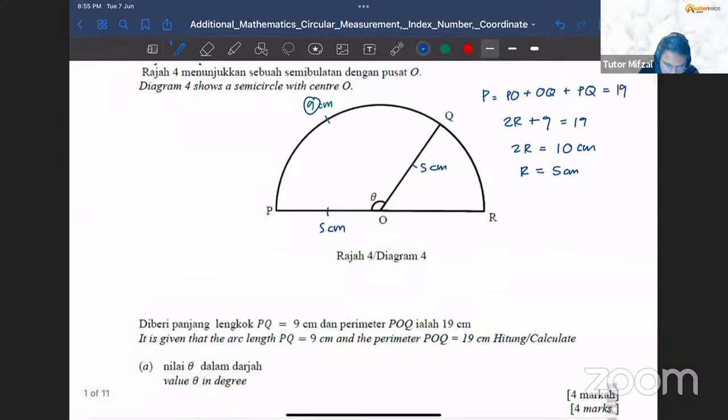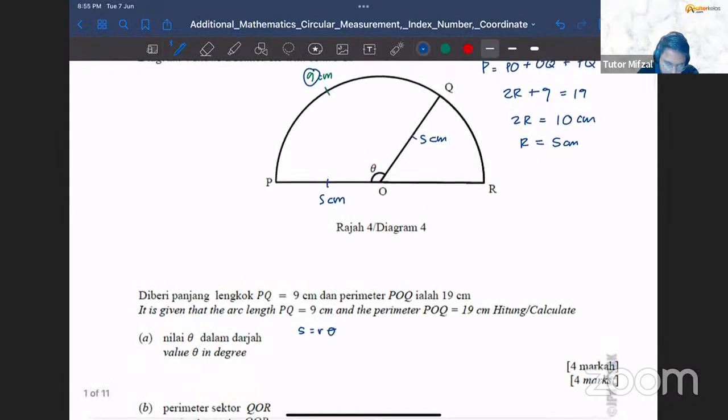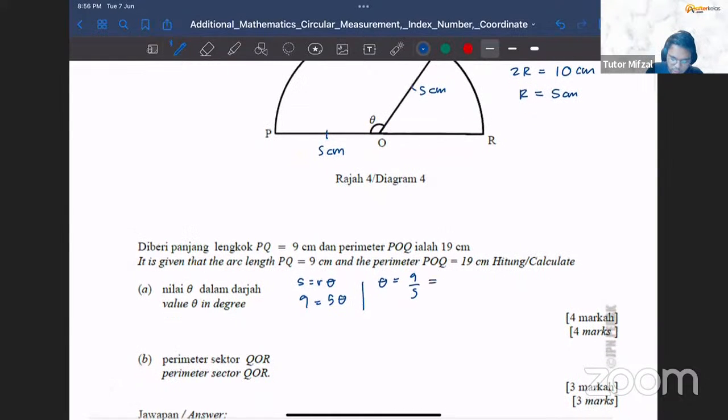So what are we supposed to find now? We are supposed to find the theta. So we can find the theta by using the formula S equivalent to R theta. The reason why we use S equivalent to R theta is because we know the arc length is 9 centimeter. So 9 is equivalent to our radius, which is 5 times theta. So our theta will just be 9 divided by 5. You guys have to change it into decimal. So 9 divided by 5, you guys should get 1.8. All right. Theta is equivalent to 1.8.